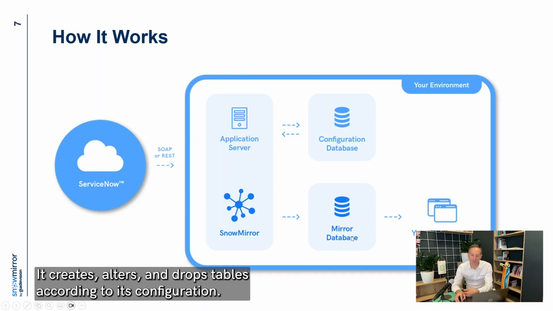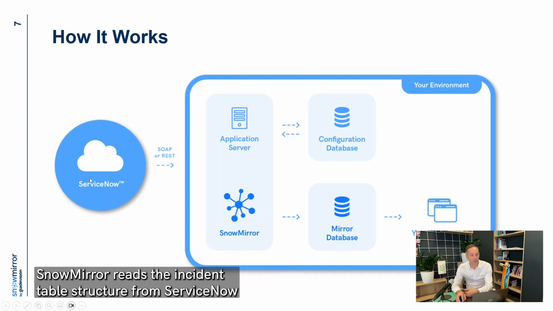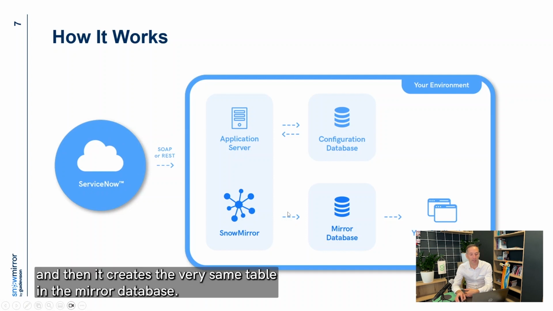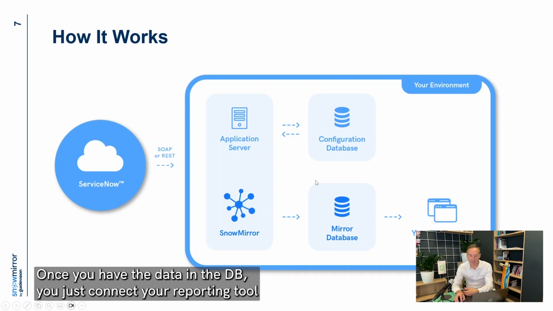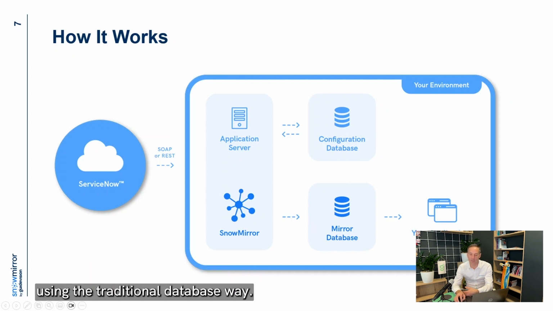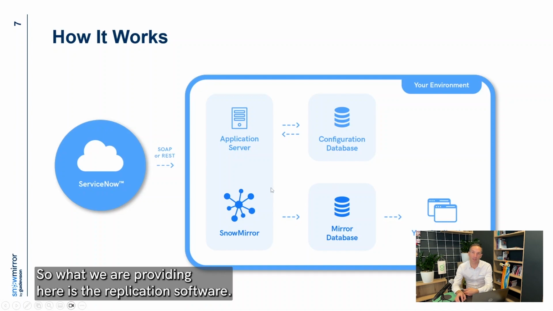It creates, alters, and drops tables according to its configuration. So let's imagine if you want to bring down an incident table, SnowMirror reads the incident table structure from ServiceNow, and then it creates the very same table in the mirror database, and then it loads the data all the way down to the database. And that's it. Once you have the data in the DB, you just connect your reporting tool using the traditional database way, the database connector, and you produce your dashboards out of the product. So what we are providing here is the replication software.